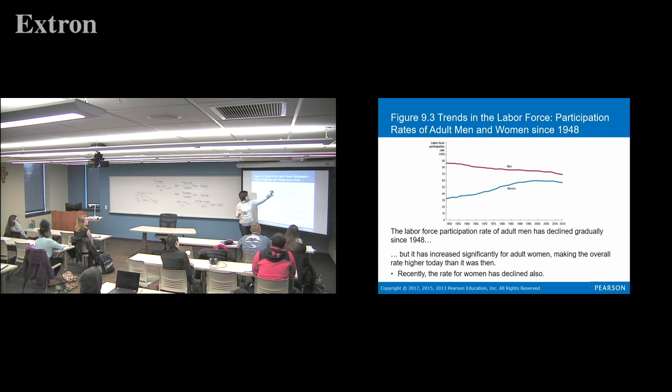But look at this gap. Actually, it's dropping for men. It's increasing for women as we go through. And this only goes up to 2014. The chart or the line for the men, it keeps declining.